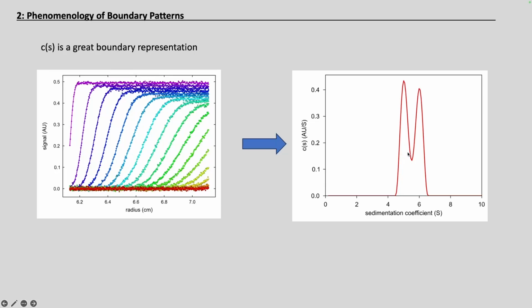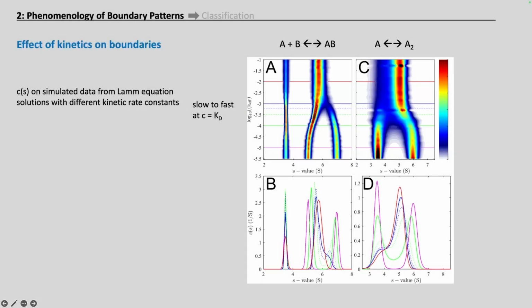On the other hand, the CFS analysis can deconvolute diffusion and show us the S values of the two underlying species nicely. Now, let's look at the boundary patterns as a function of lifetime of the complex, or in other words, the kinetic rate constant.